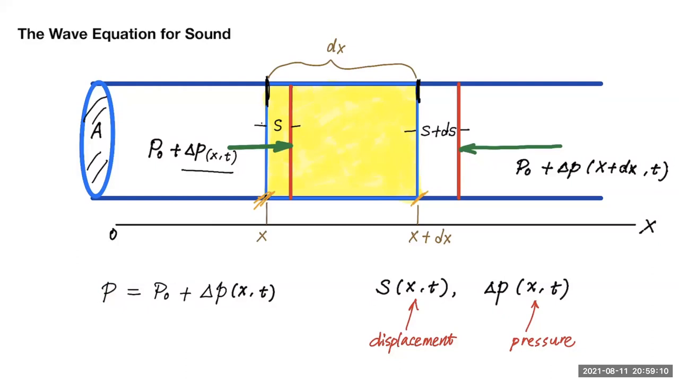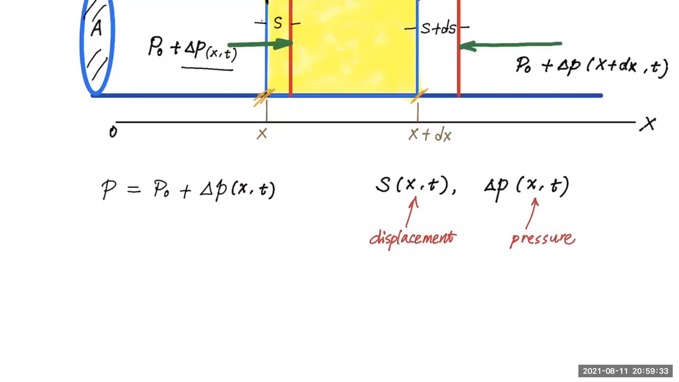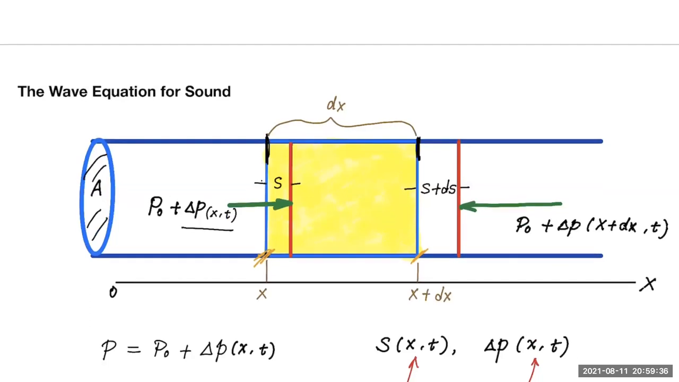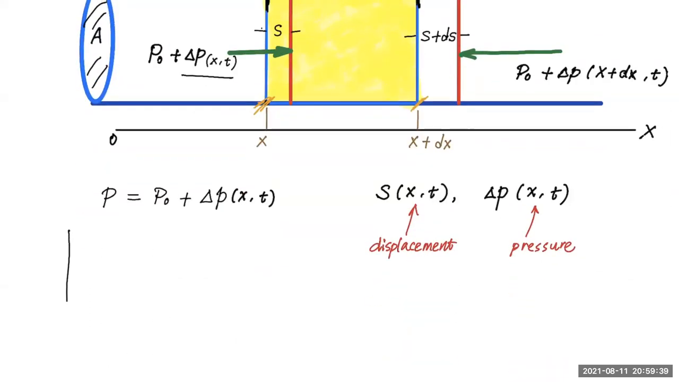But P naught is uniform and constant. It doesn't change. It's just whatever pressure is already present without any sound. But delta P, on the other hand, is variable. It varies from location to location and from time to time. So this is the delta P that assumes the form of a wave. If you plot pressure as a function of time and location, you can think of the plot like this. So originally you have P naught. Let's say this is how it depends on x at a given moment, or you also can plot as a function of time as well.